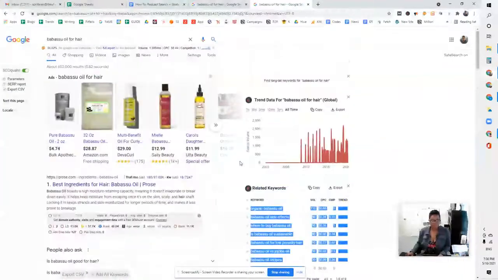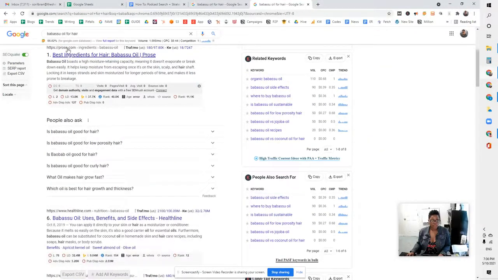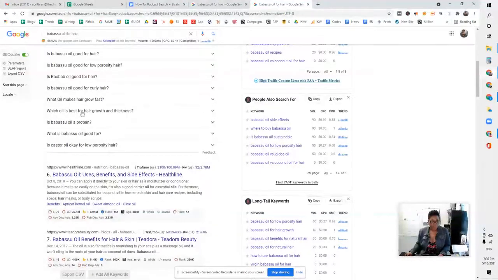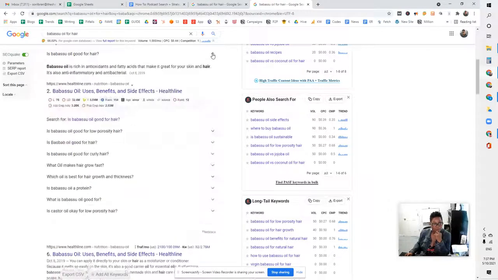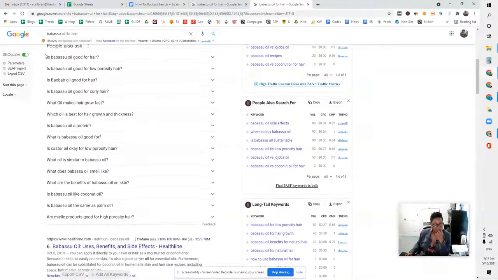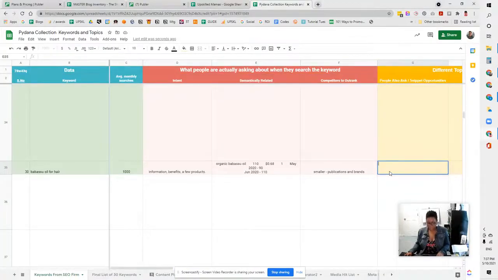People also ask. Now, the snippet opportunity, people also ask is important because these are the questions that people ask when they're searching for information about Babasu oil for hair. So if you go to people also ask and you pop one of these down, Google will automatically populate more and more of these. Based on which one you pop down, Google will show you more questions that people frequently ask. So, is Babasu oil good for hair? Okay, see, a couple more just popped up down there. What oil makes hair? Is Babasu oil a protein? That's a good one. And what I'll do is I'll just grab this entire list and pop it in here, because these will end up being the topics that I talk about in the blog post itself.